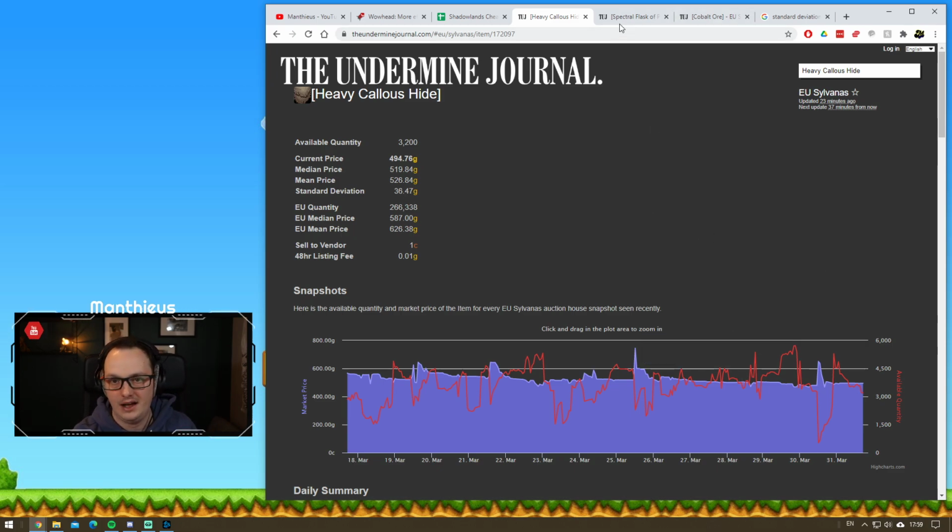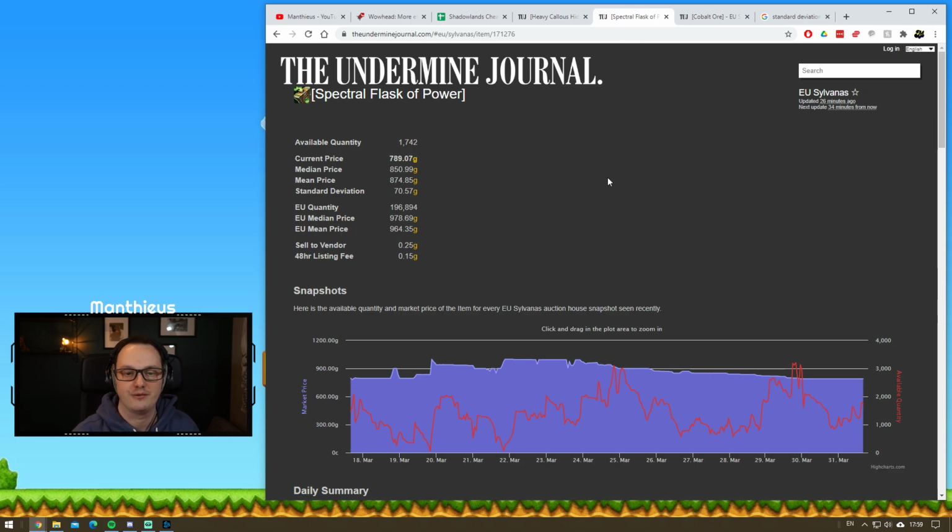Another example of this is the spectral flask of power, something a lot of you may be crafting and trying to sell yourselves, as it's a very, very popular item at the moment, doing alchemists some good work. You can see similar trends, right? The minimum price right now, the absolute cheapest price you can pay for it on the auction house, is 790 gold. The median price, if you take all of the listings and pick the middle one, is 850, and the mean price, the average price, is 875 gold.